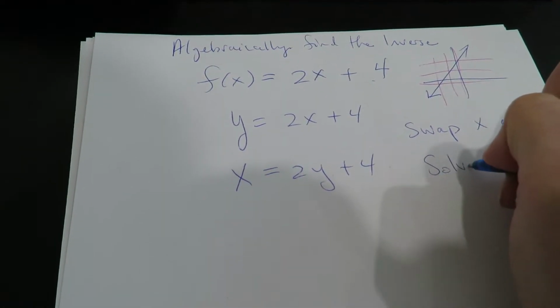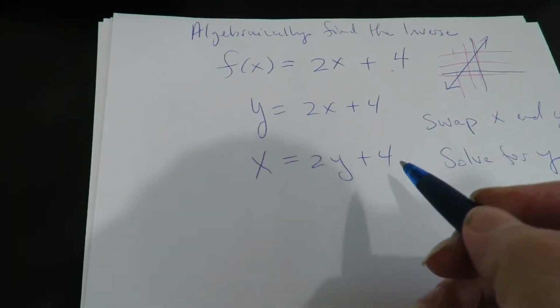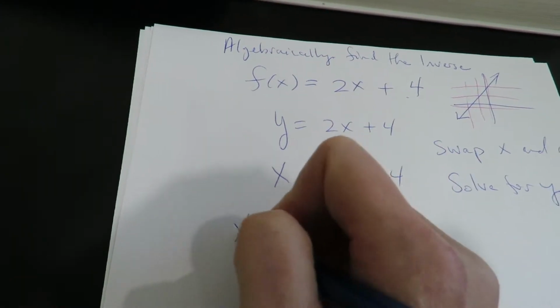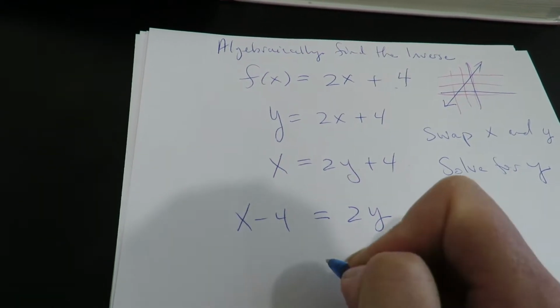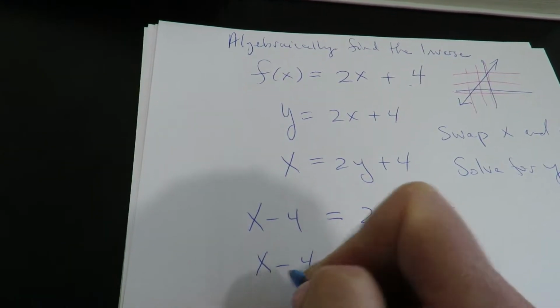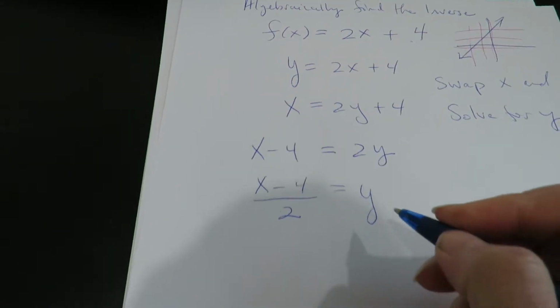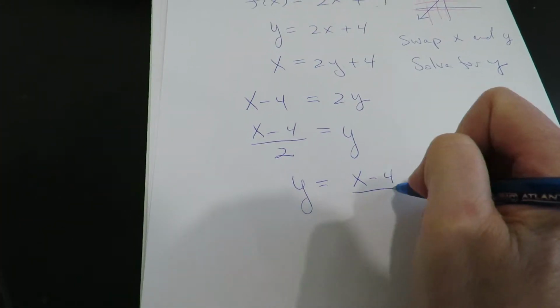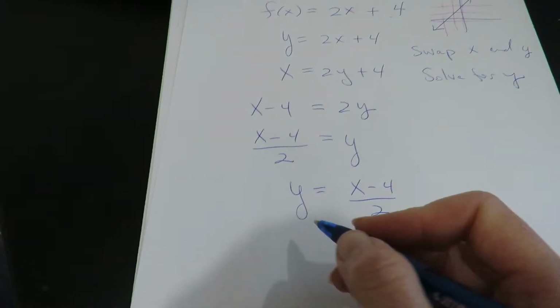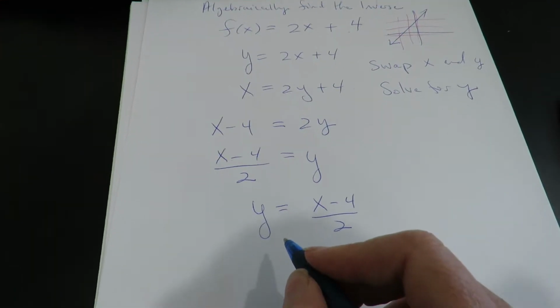So now I'm going to solve for y. I'm just going to bring the 4 to the other side. I'm going to divide off the 2. I'm just going to rewrite this because most of our brains like the y on the left side. All right, now this last step, I'm just going to state that it's the inverse.